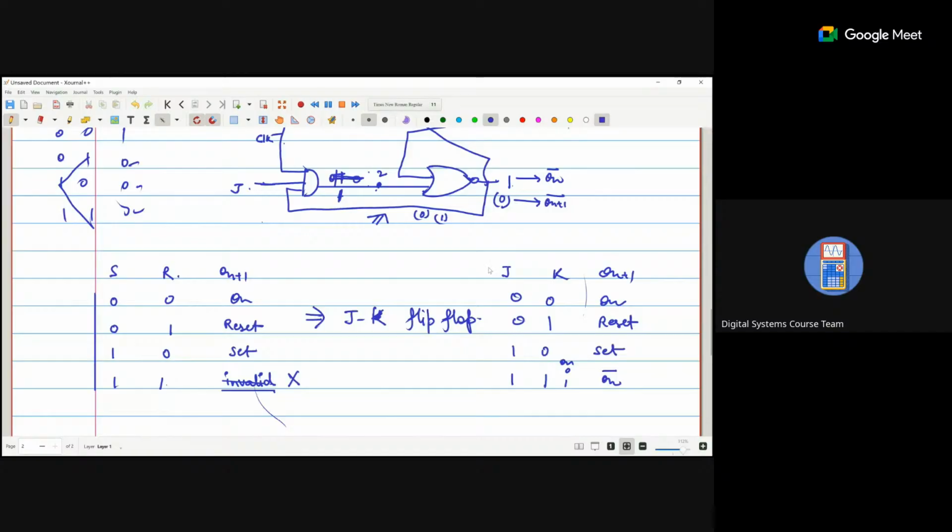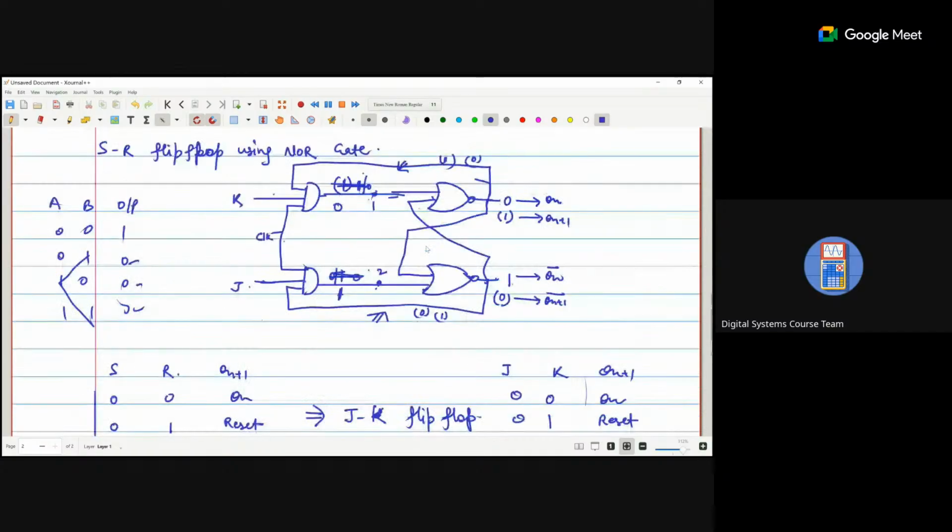Clear? Yes, sir. If I apply again, let me see: if I apply Qn as 0 and Qn bar as 1, then 1 will go this side, K is also 1, clock is 1. So we are getting 1 here. 0 goes to the back, so 0 here, 1 here, 1 here, it becomes 0.